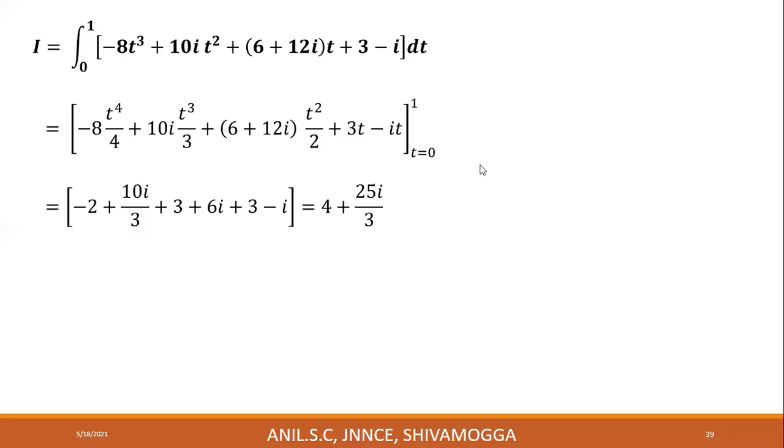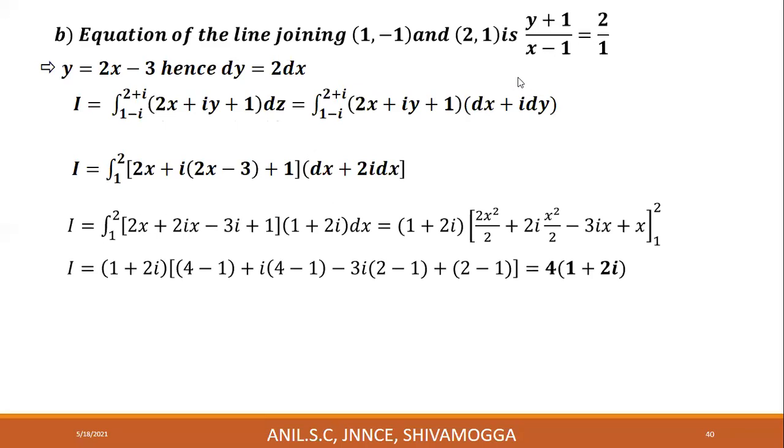So, we can move to the next case, not problem. Second case: along the equation of the line joining 1 comma minus 1 and 2 comma 1. First find the equation joining these two. This is the curve along which we integrate. Clearly it joins the two points 1 comma minus 1 and 2 comma 1.